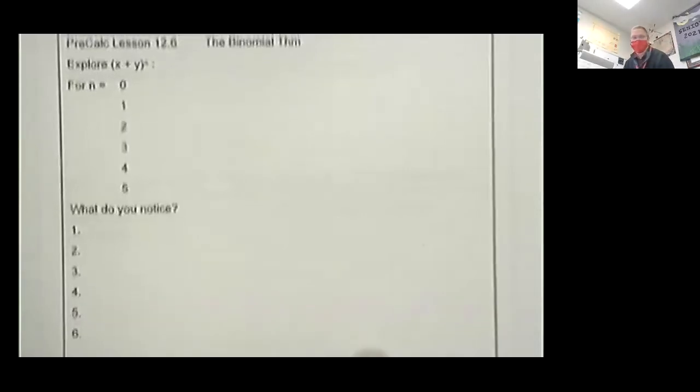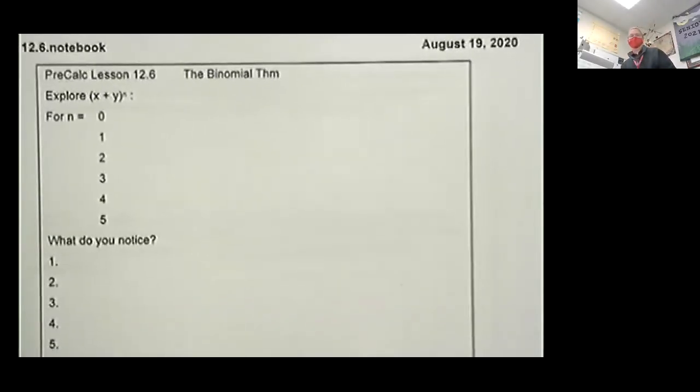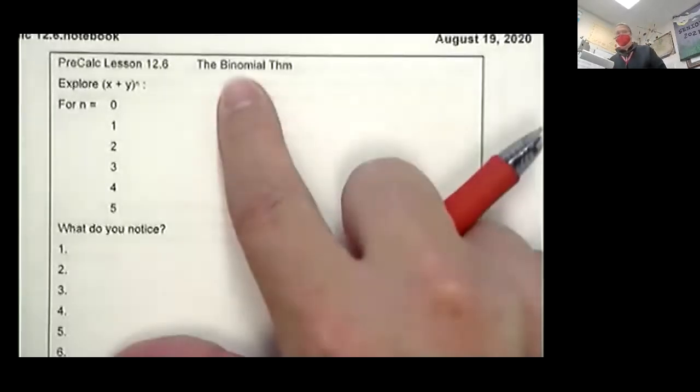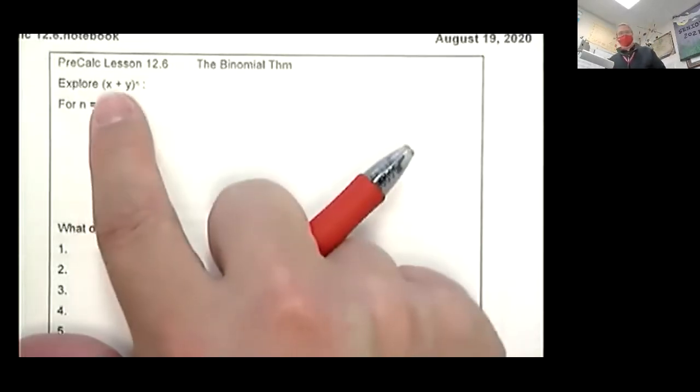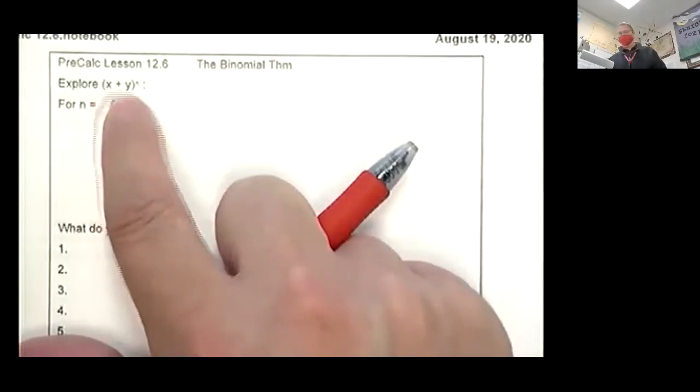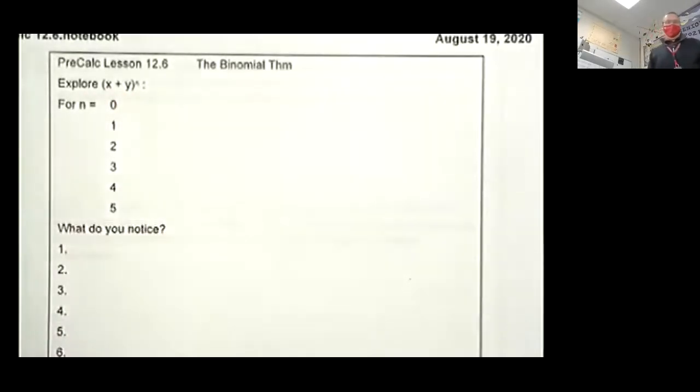We're looking at the binomial theorem. The binomial theorem is a theorem that applies to binomial expansion. The reason we call it the binomial theorem is, look here, we're going to expand the binomial x plus y, and we're going to see what happens.